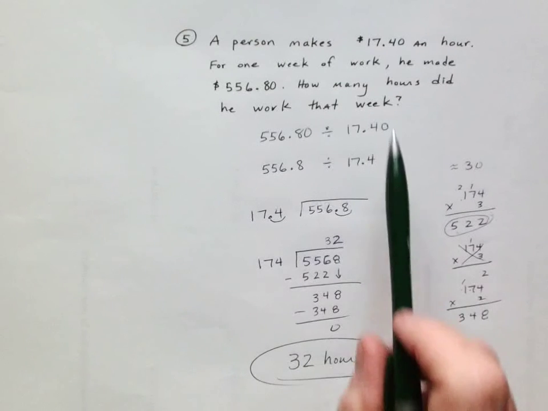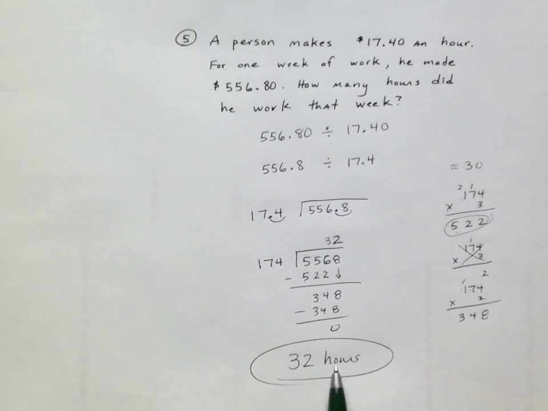And by the way, with word problems at the end, you should put what the units are, so you don't have to write out a whole sentence. The person probably worked 32 hours, etc. But don't just put the number 32. You should say what the units are. 32 hours.